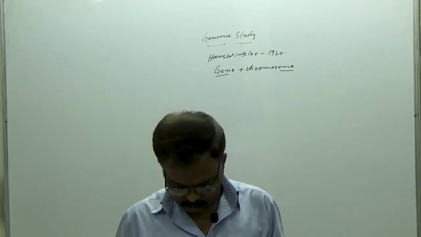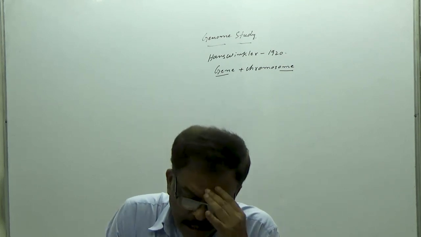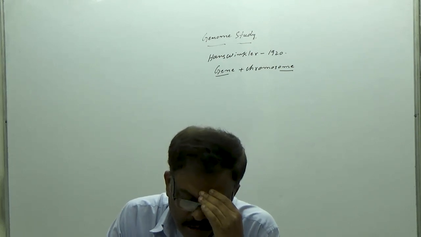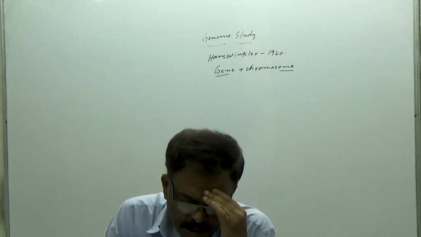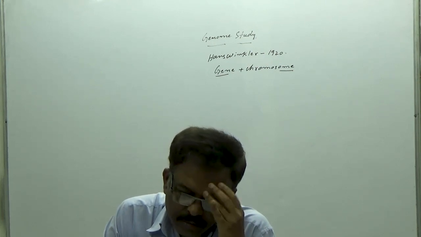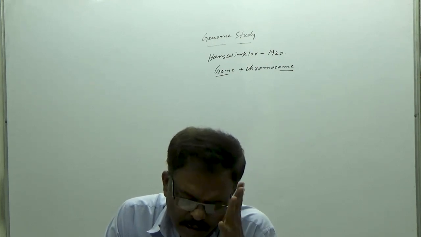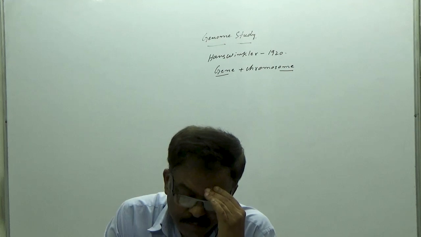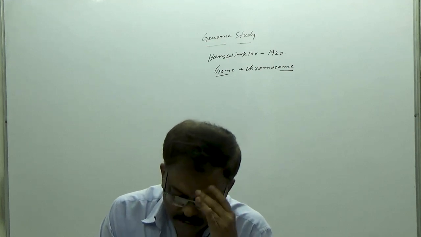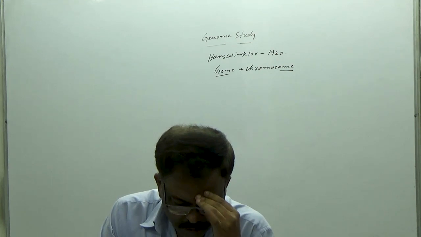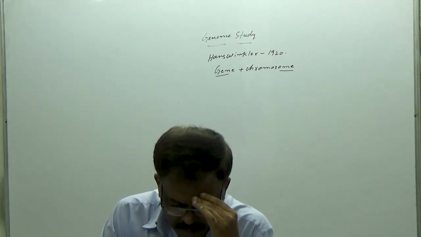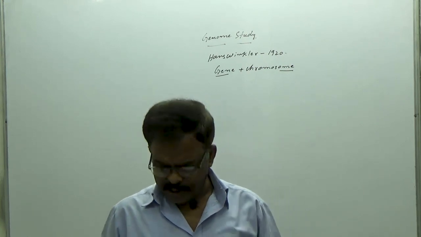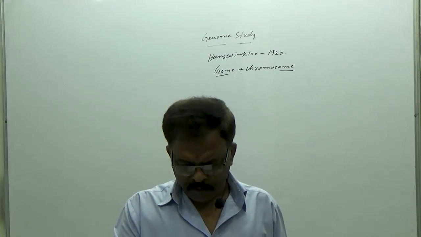Generally among DNA, only 5% is functional, known as genes. The remaining 95% is non-functional, known as junk, J-U-N-K.